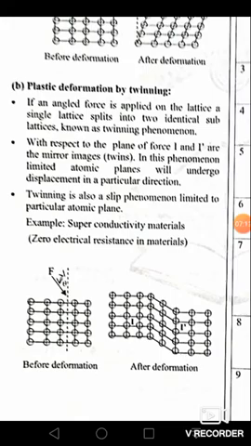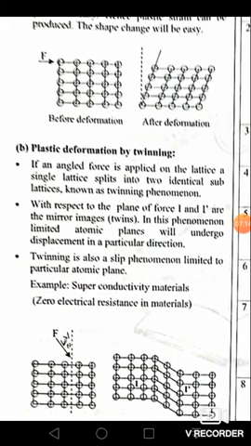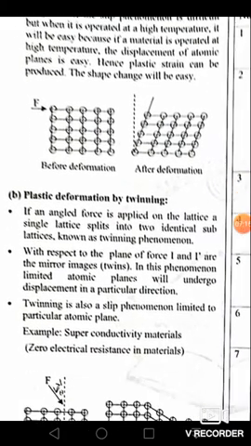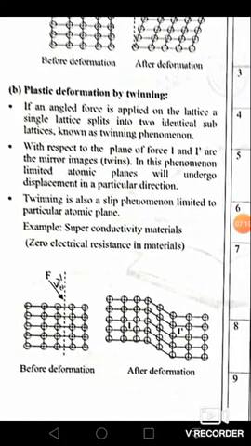Now, plastic deformation by twinning. In the earlier case you applied the force tangentially to the atomic planes, but in plastic deformation by twinning you apply a force at an angle to the lattice, and a single lattice splits into two identical sub-lattices. This is known as the twinning phenomenon. With respect to the plane of force, we can easily observe here that I and I dash are mirror images. They are called twins.